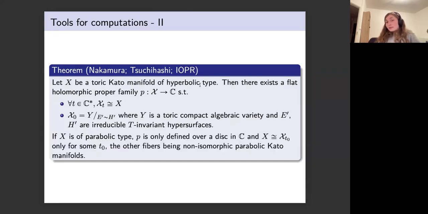But for parabolic, you can do a different construction, so different families, which is rather similar to this one, except you can no longer make all the nearby fibers isomorphic. So the nearby fibers will actually be non-isomorphic. Then you can apply the same argument only for fibers nearby to 0, but you don't really have control over how far you can go.